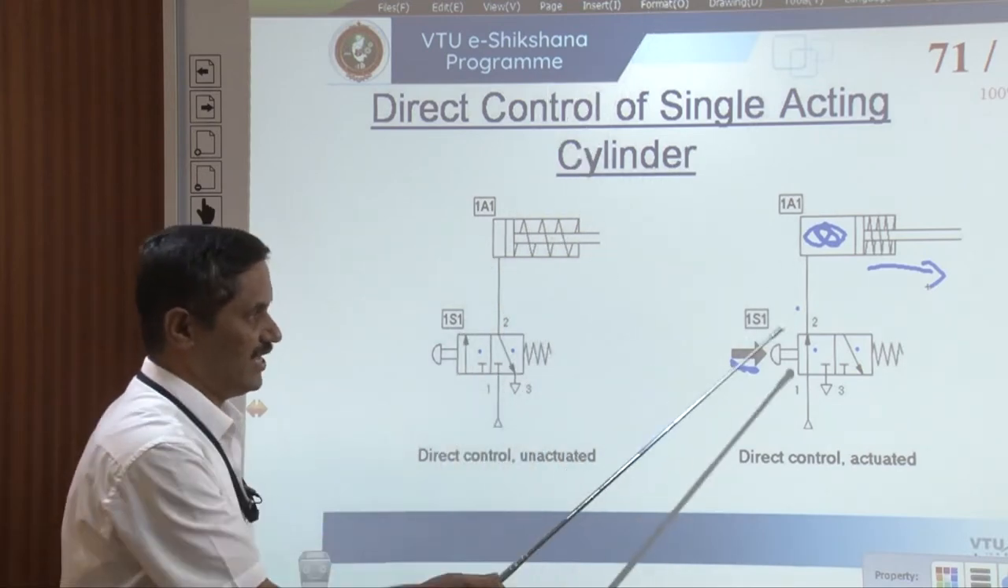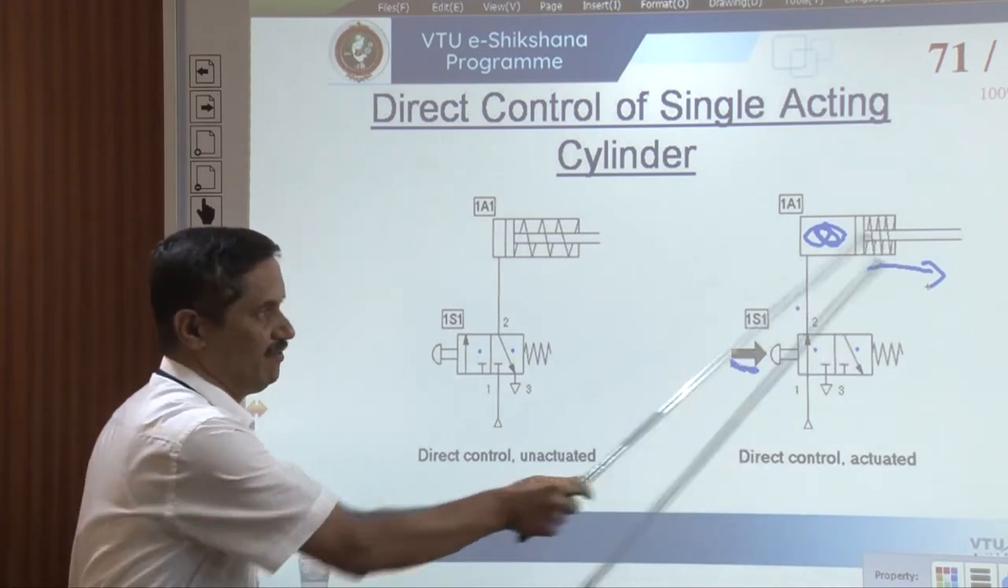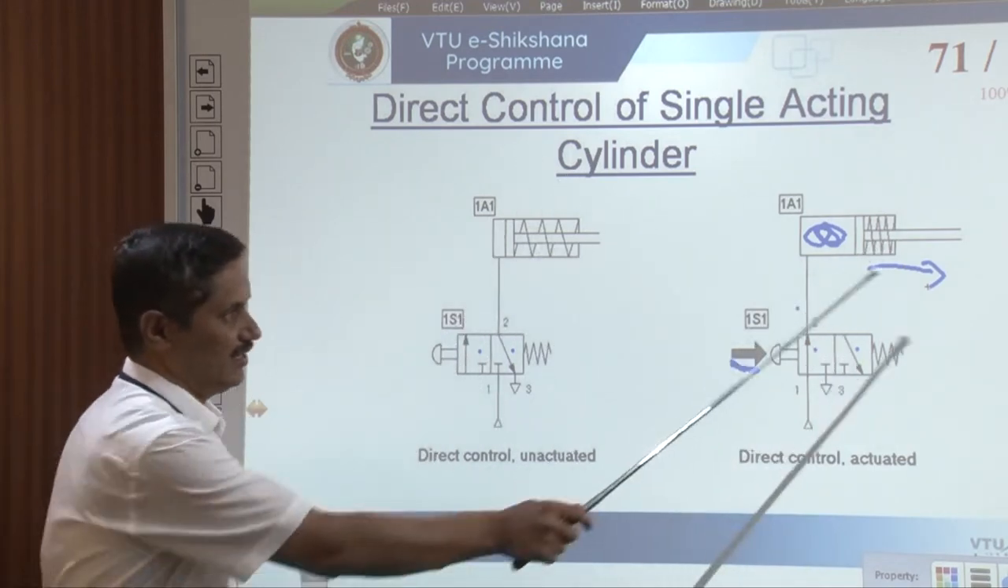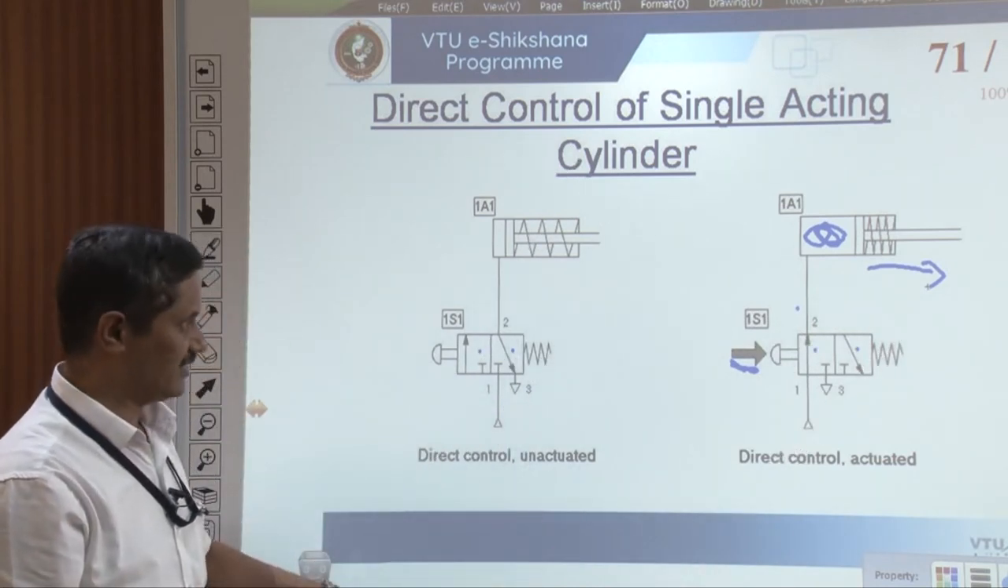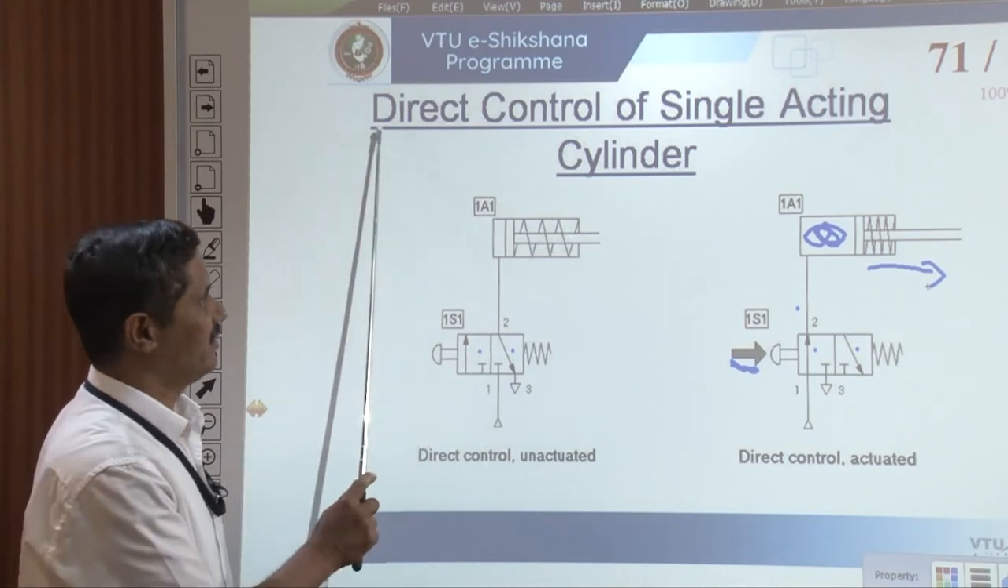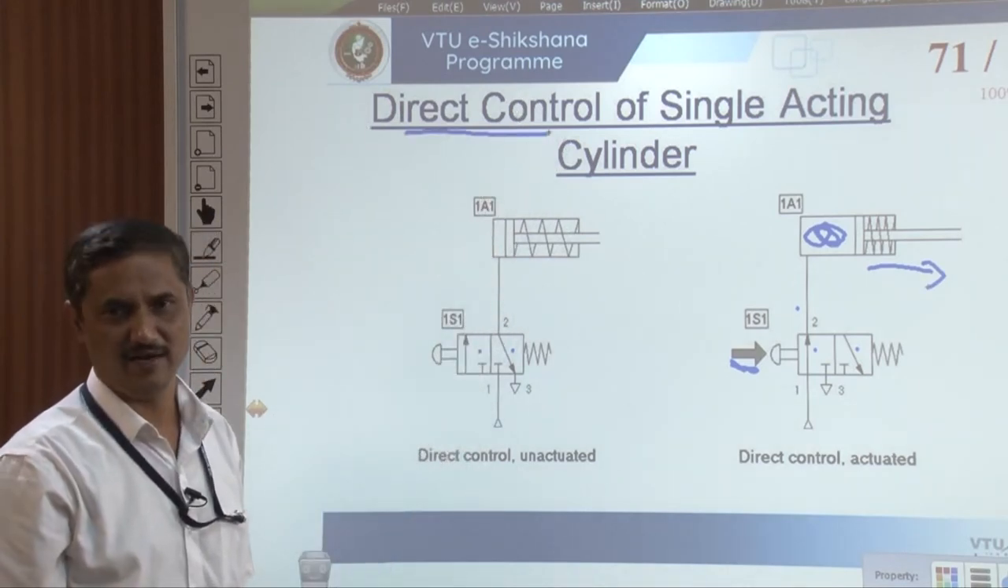So if you take out this air now by releasing your hand, the spring will push that back, and the cylinder will retract in that condition. So this is a direct control of this single acting cylinder.